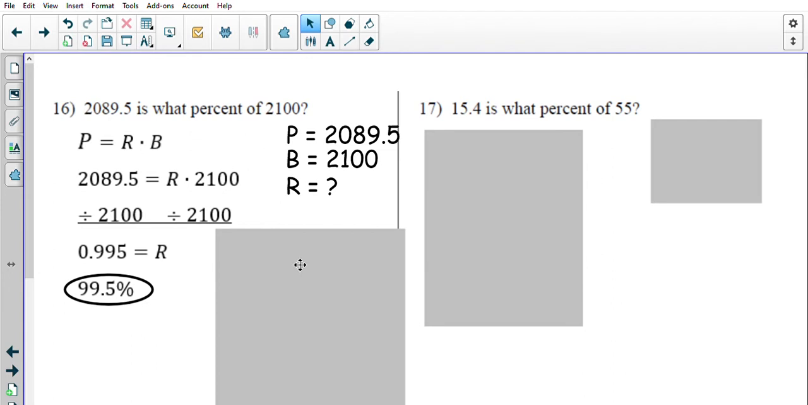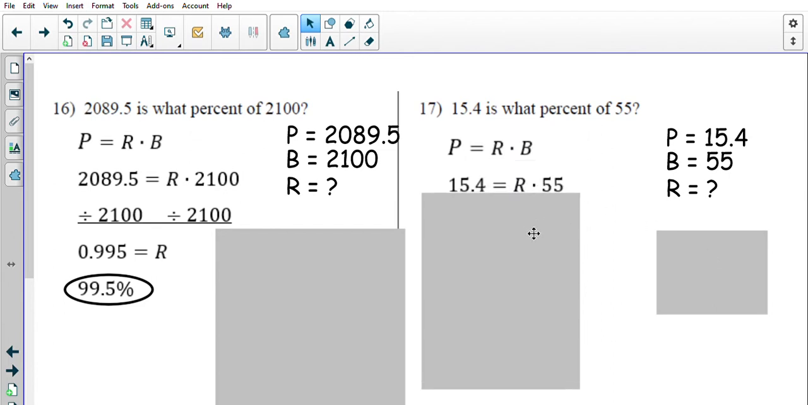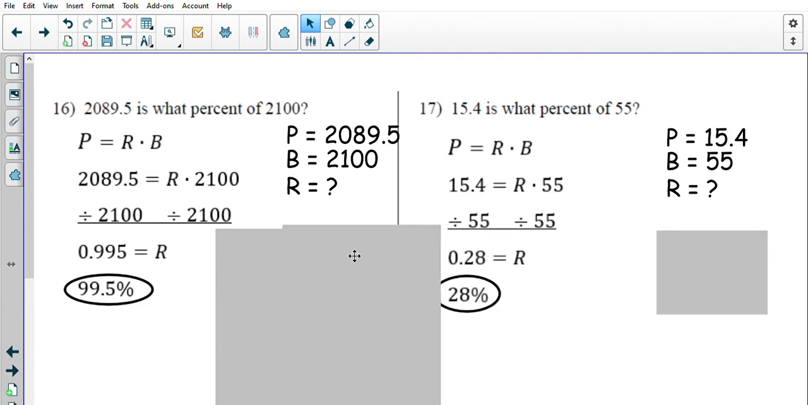Number 17. 15.4 is what percent of 55? My base is 55, my part is going to be 15.4, and then R will be my unknown. So P equals R times B is 15.4 equals R times 55. Divide both sides by 55. So in your calculators, 15.4 divided by 55, which gets us 0.28. That is equivalent to 28%.